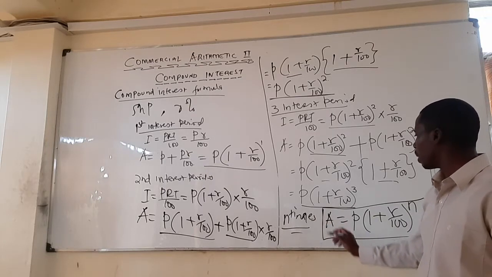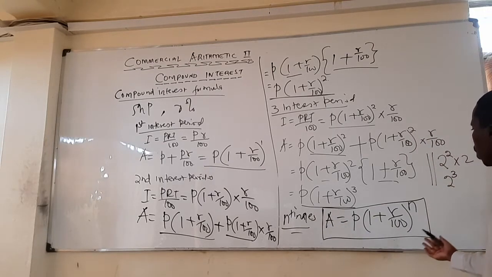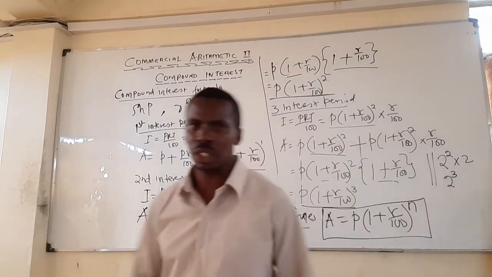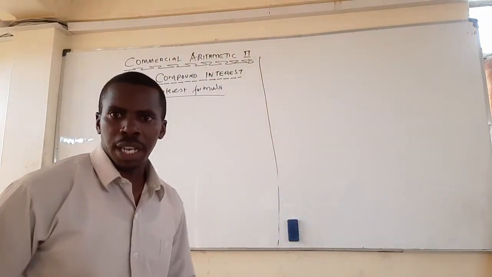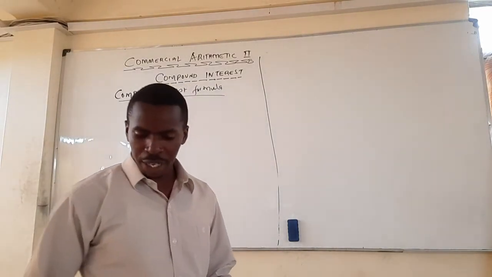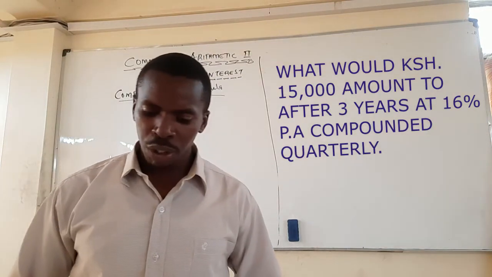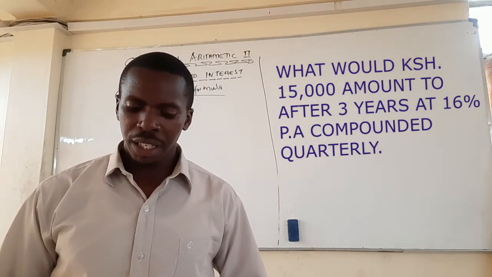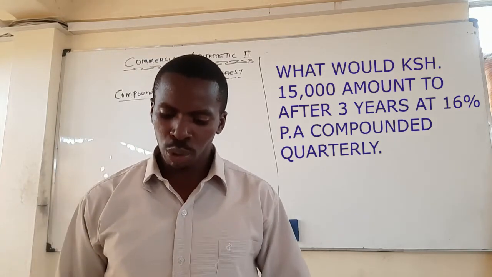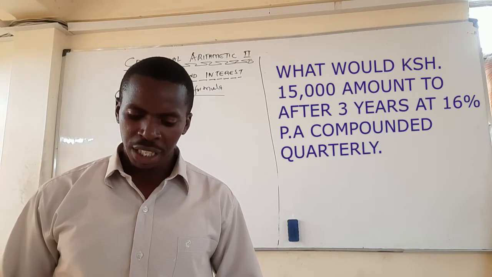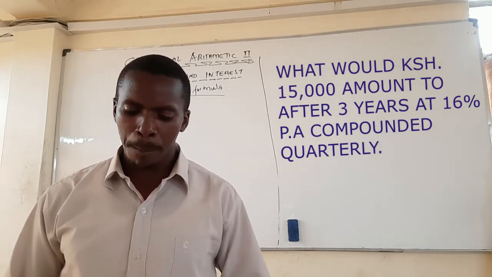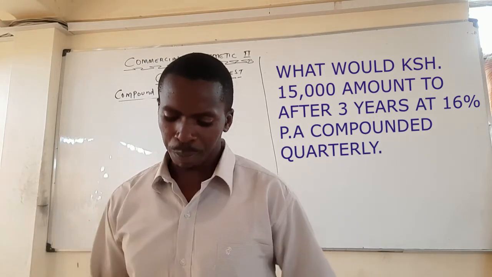So we are going to have some examples. We can practice how to use the compound interest formula. So let's look at example 1. This is how we can use the compound interest formula. What would 15,000 shillings amount to after 3 years at 16% per annum compounded quarterly?